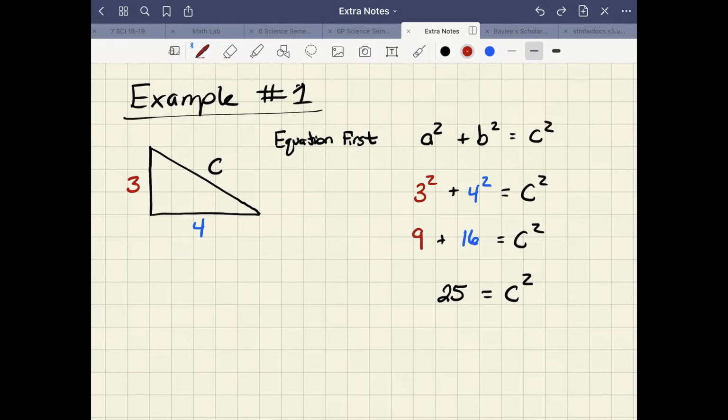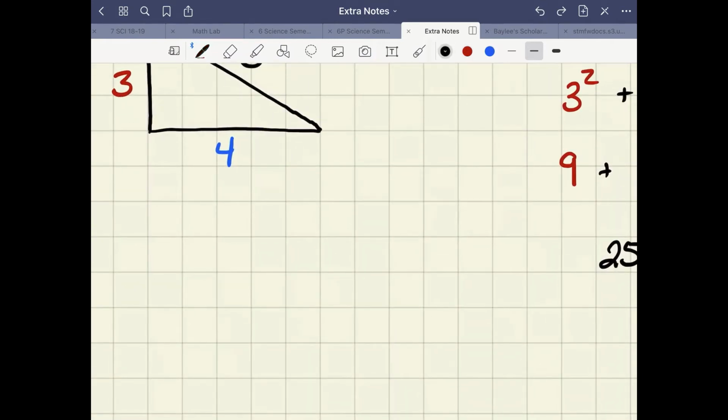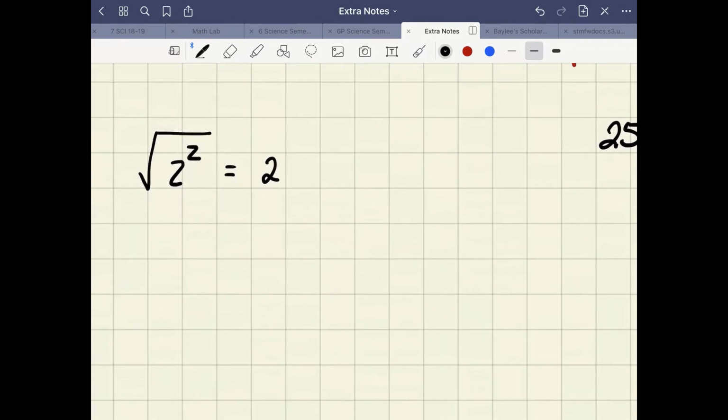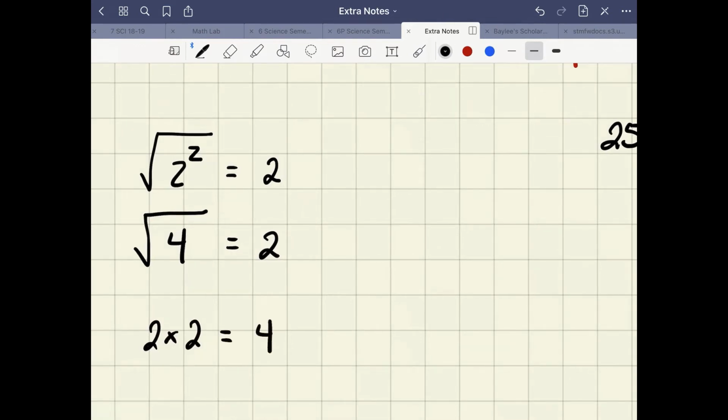See, here's the thing that you need to know. If I had 2 squared, and I were to take the square root of that, that would give me 2. You might be thinking, whoa, Mr. Bornheimer, what did you just do? Well, follow along with me. If you take 2 squared and you turn it into 4, you would see that the square root of 4 is 2. And that is true. 2 times 2 equals 4.